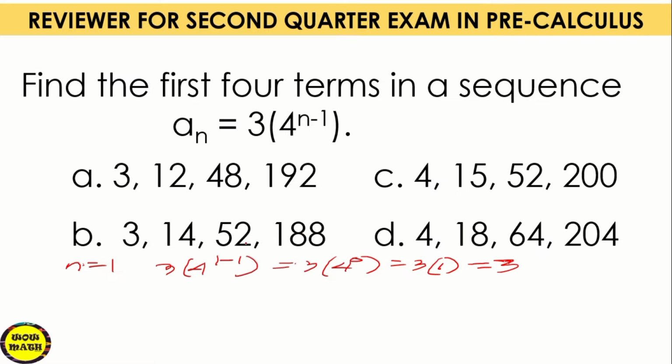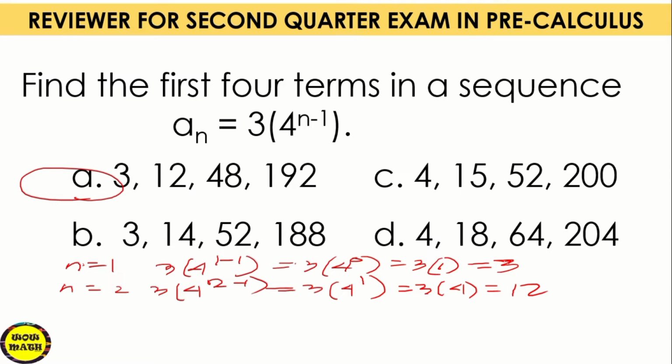If we're going to check, only A and B have the answer of 3. So try natin yung pangalawang term. So n is equal to 2. Yung n, papalitan natin ng 2. 3 times 4 raised to 2 minus 1. 2 minus 1 is 1, so 4 raised to 1 is 4. So that is 3 times 4 equals 12. Between A and B na choices natin, letter A lang yung may 12, kasi yung B 14 na yung kasunod. So ibig sabihin, yung sagot natin dito ay letter A.